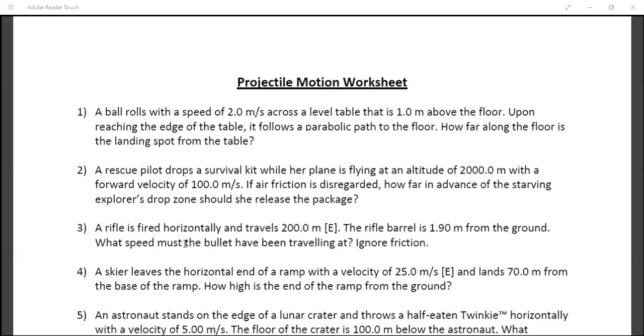Yes, sir. Why? Because vertically there is no velocity. Is it specified in the question? Vertical no velocity. Yeah, it is specified, Sneha.